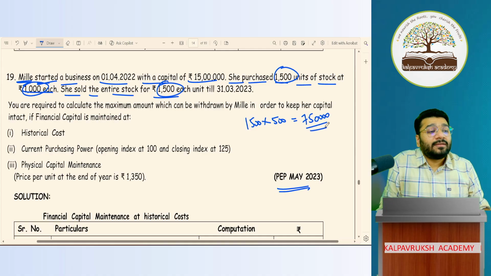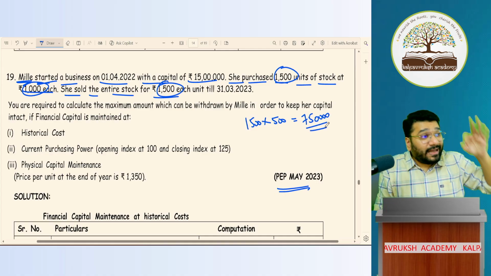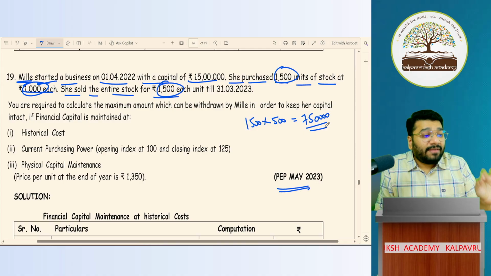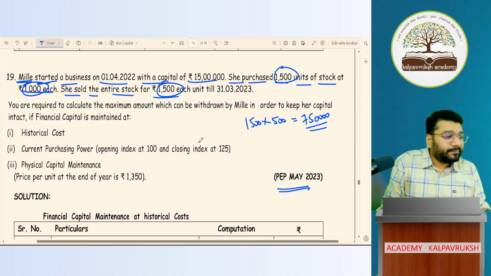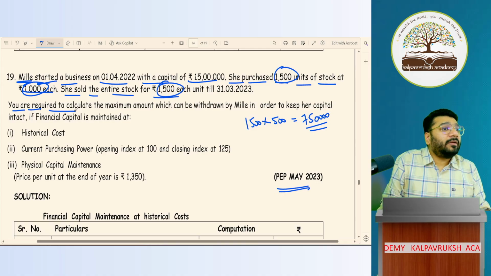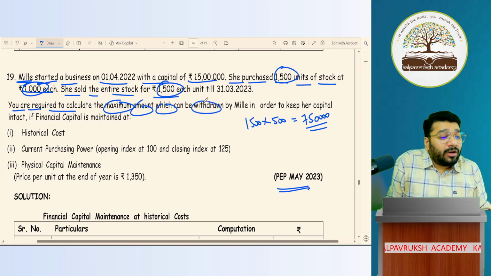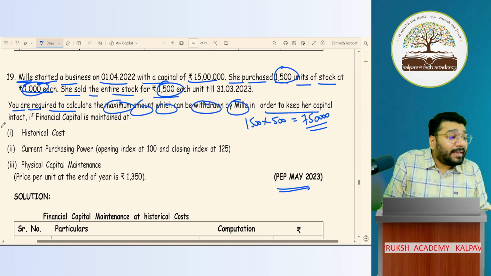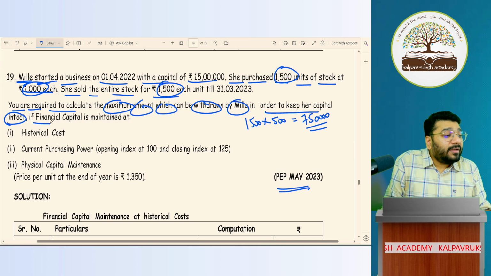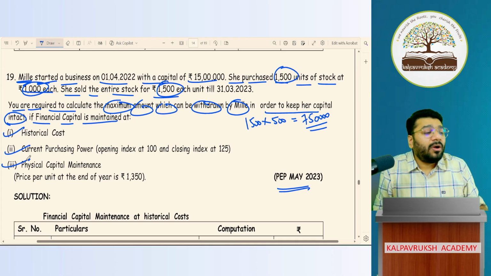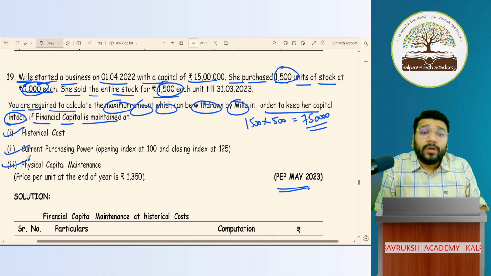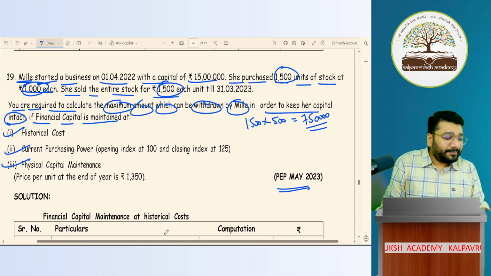7,50,000 is called profit. So in the entire year, what is the profit that she has earned? 7,50,000. Super. You are required to calculate the maximum amount which can be withdrawn by Millie in order to keep her capital intact if financial capital is maintained at historical cost, current purchase price, physical capital maintenance. Got it, not got it? Okay. Who will do it? Let's start.